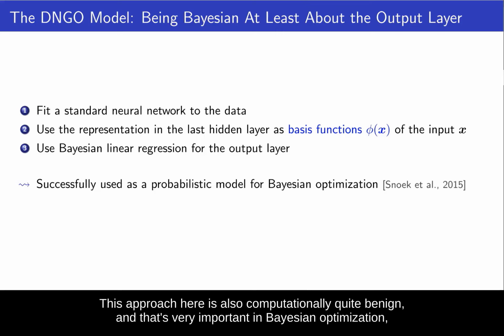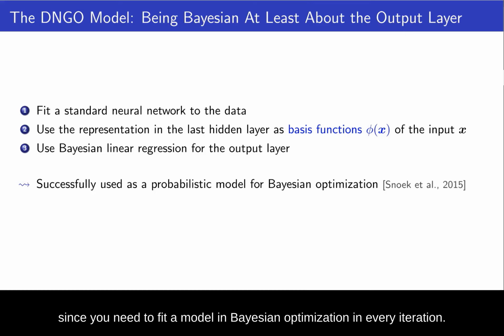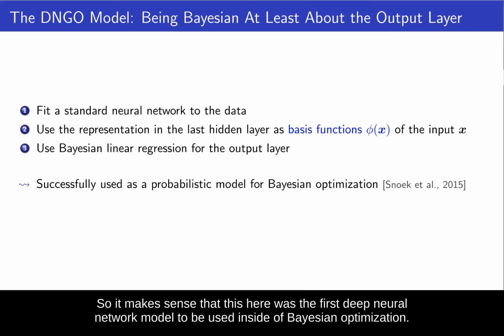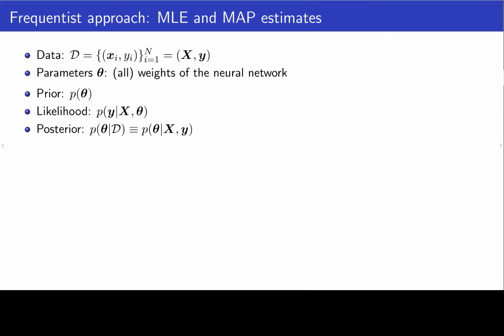This approach here is also computationally quite benign, and that's very important in Bayesian optimization, since you need to fit a model in Bayesian optimization in every iteration. So it makes sense that this here was the first deep neural network model to be used inside of Bayesian optimization.